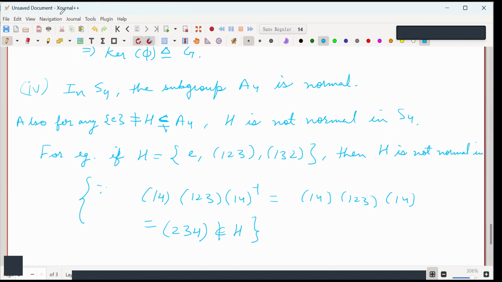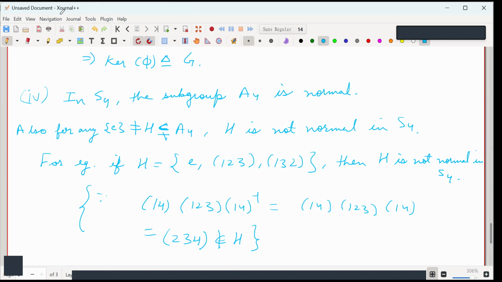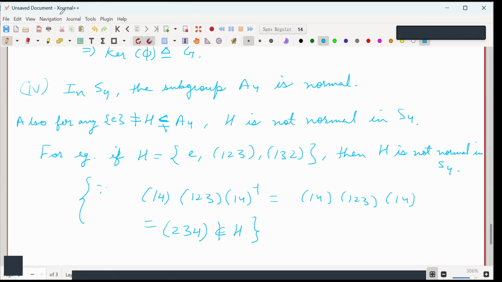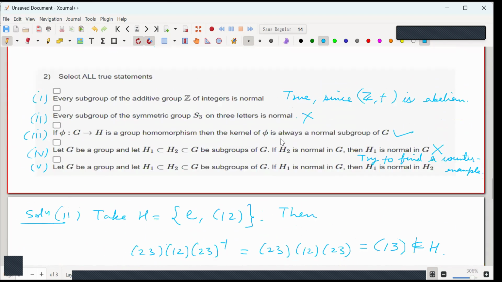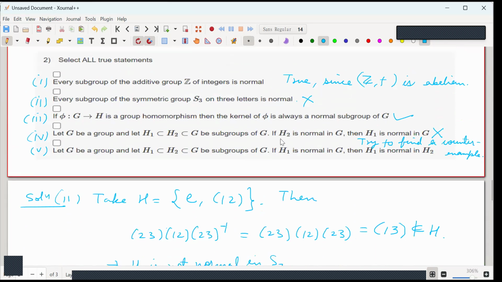normal in S4. And the same example works for any n, Sn, right? We can again consider the same example because S4 is contained in Sn. So A4 is also contained in An. So the same thing translates for Sn. No need to take just S4. So there are so many counter examples, in fact. Okay. So that part also we have done.